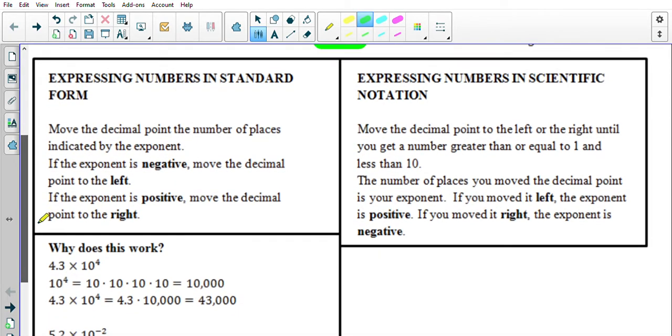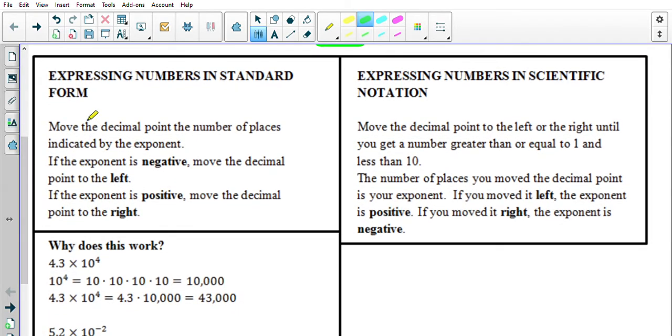So the first thing we're going to talk about is writing numbers in standard form. So here are our steps, and then we'll do some examples. You're going to move the decimal point the number of places indicated by the exponent. If the exponent is negative, you will move the decimal point to the left because it's going to be a tiny number. If the exponent is positive, you're going to move the decimal point to the right because it's going to be a bigger number.